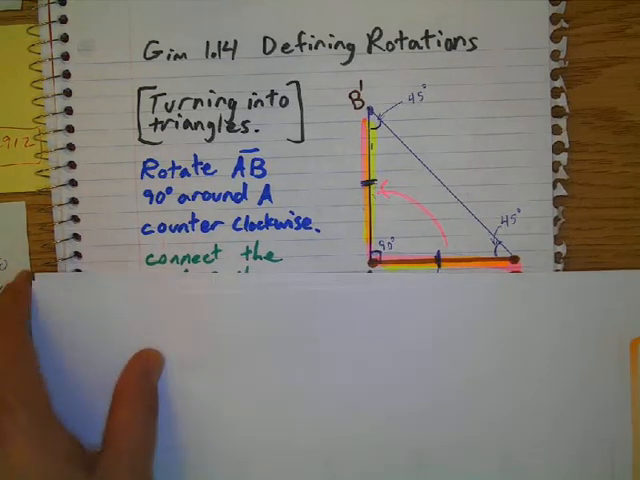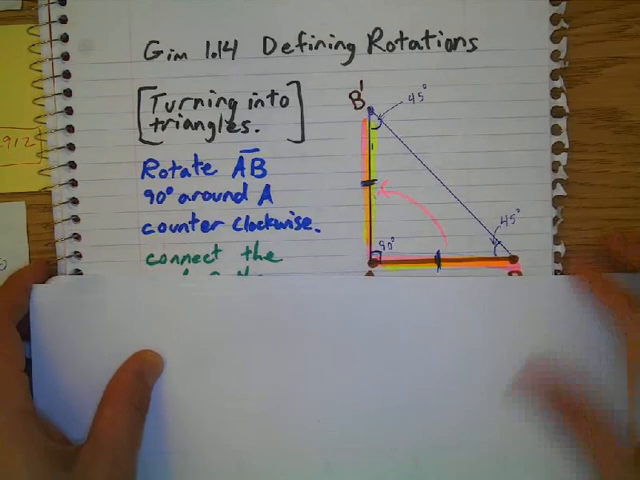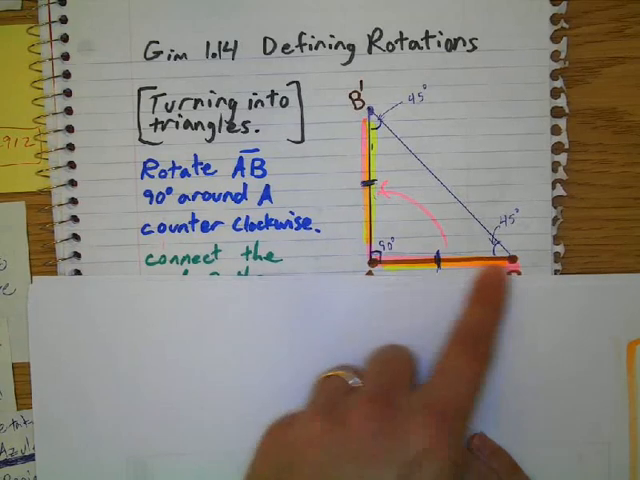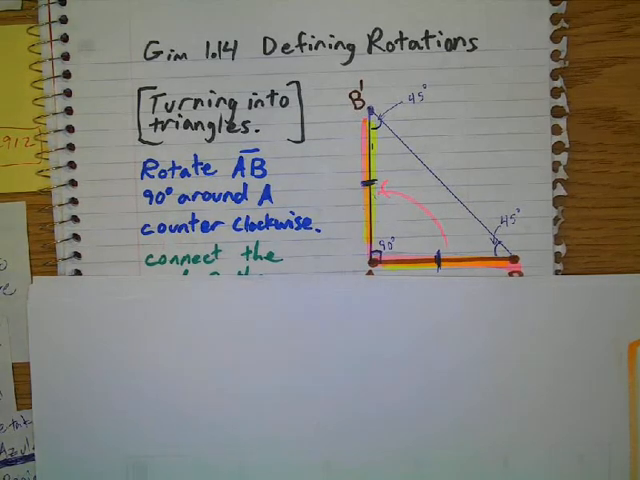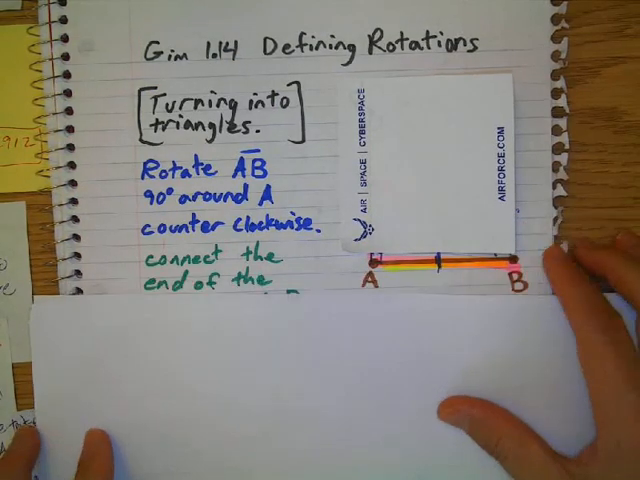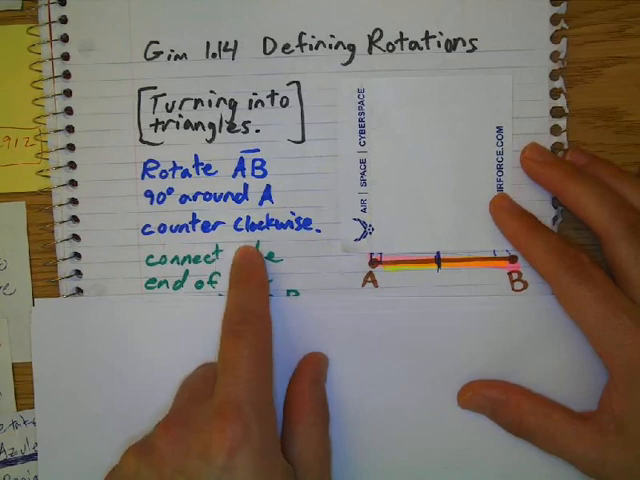Alrighty, here are the notes for 1.14 and 1.15, defining rotations. Okay, so if I'm going to turn a line segment into triangles, your book started off with a line segment that looked like this, right? And it said A and B. Okay, and then they asked you to rotate it 90 degrees counterclockwise around A.